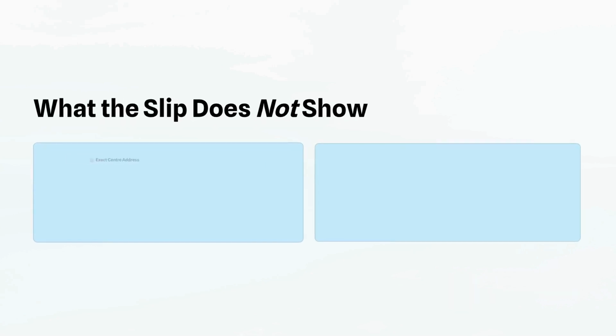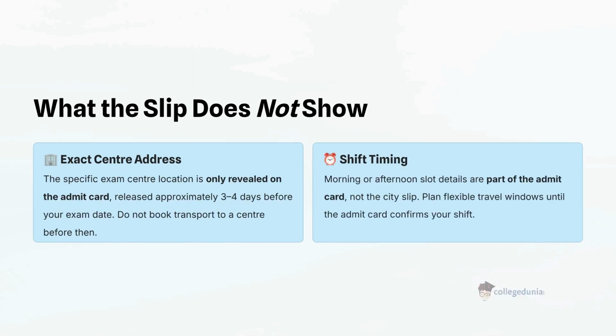Now this is very important. The City Intimation Slip does not show the exact exam center address. It also does not show your shift timing, whether the exam is in the morning or afternoon. These details are only mentioned in the JEE Main admit card.